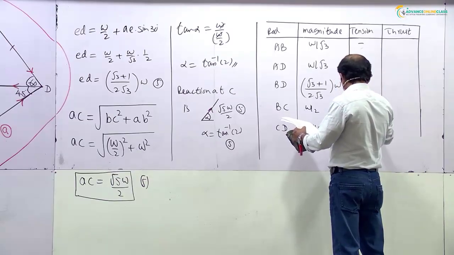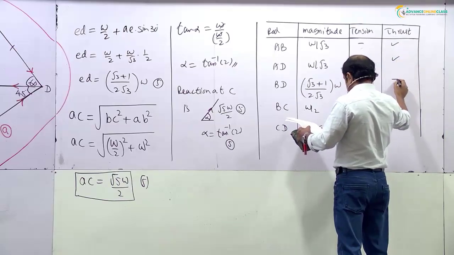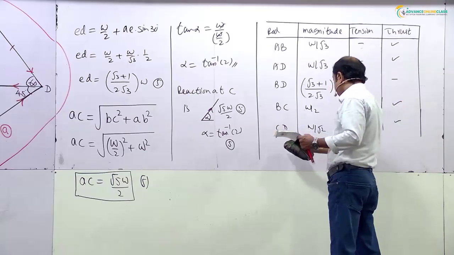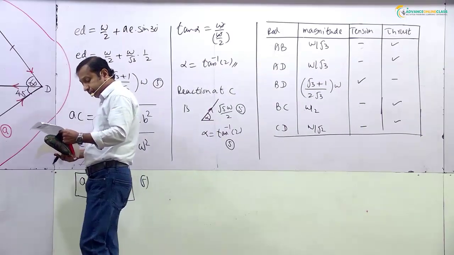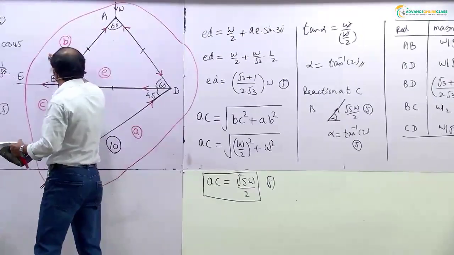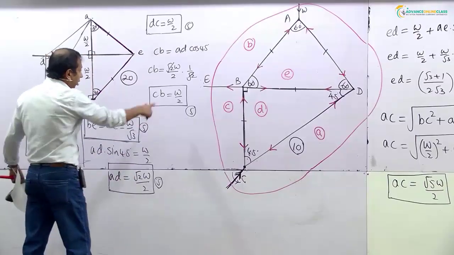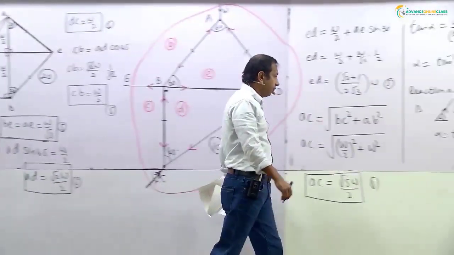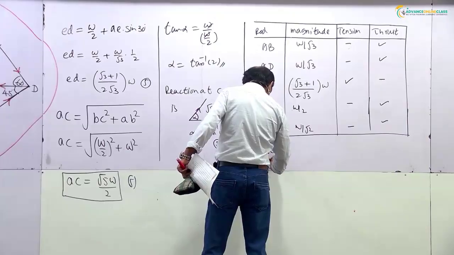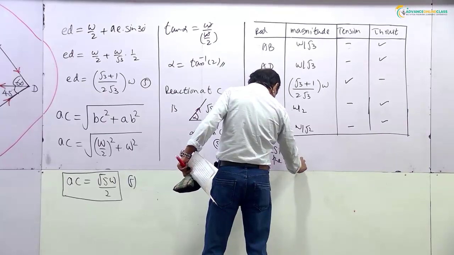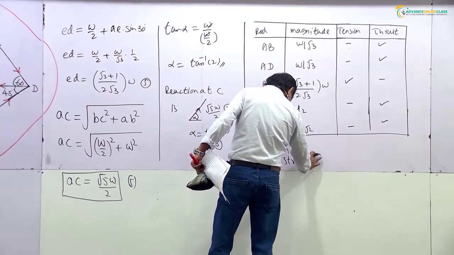Third one, tension, and thrust. Second one, thrust. This and this thrust. Right. And it is asking here to find the tension also. Tension in the string is given by BC. That BC we found W by 2. Right? Then the tension in the string is W by 2.